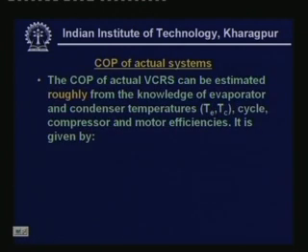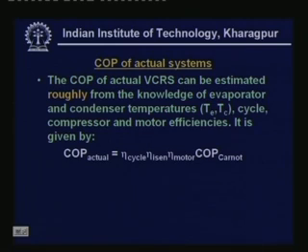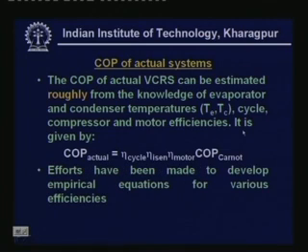Now COP of actual systems can be given by the simple expression, which is a multiplication of efficiency of the cycle, efficiency of the compressor, efficiency of the motor into COP of a Carnot cycle. Okay. This is for a very rough estimation. And empirical equations have been developed to estimate the efficiency of the cycle, efficiency of the motor, compressor, etc. Using these equations you can get a rough idea of the actual COP compared to the Carnot COP.